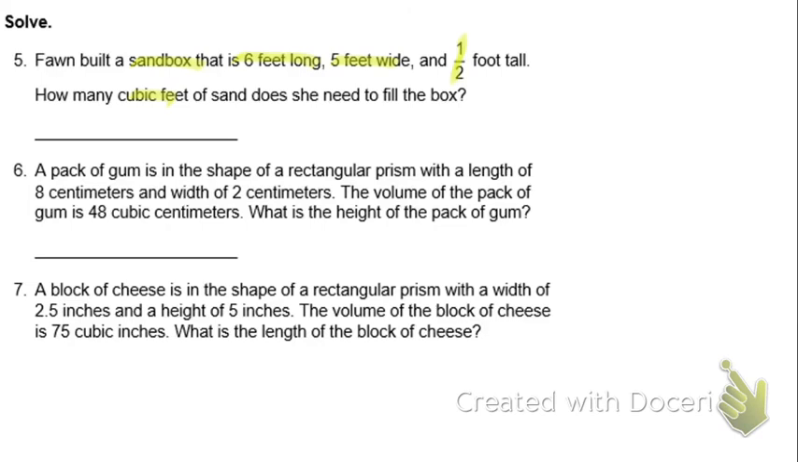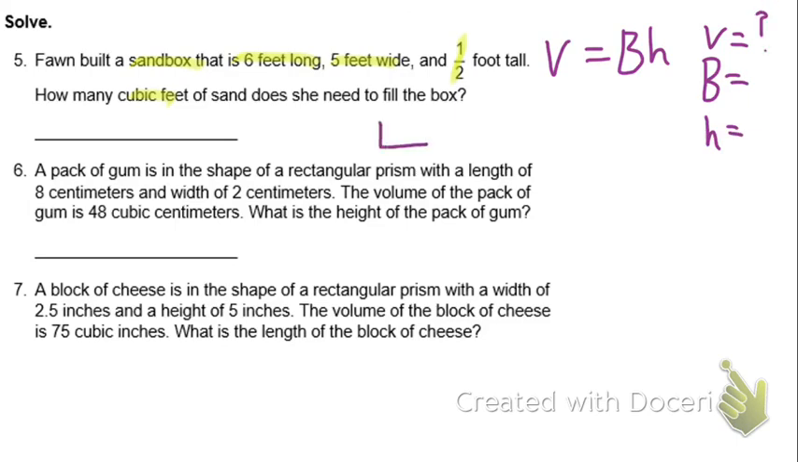So it's a sandbox, so it's a prism. Volume is equal to the area of the base times the height. Volume is equal to, area of the base is equal to, and the height is equal to. We don't know the volume, that's what they're asking us for. I'm going to start off by drawing it once again here. They tell us it's 6 feet long and 5 feet wide.